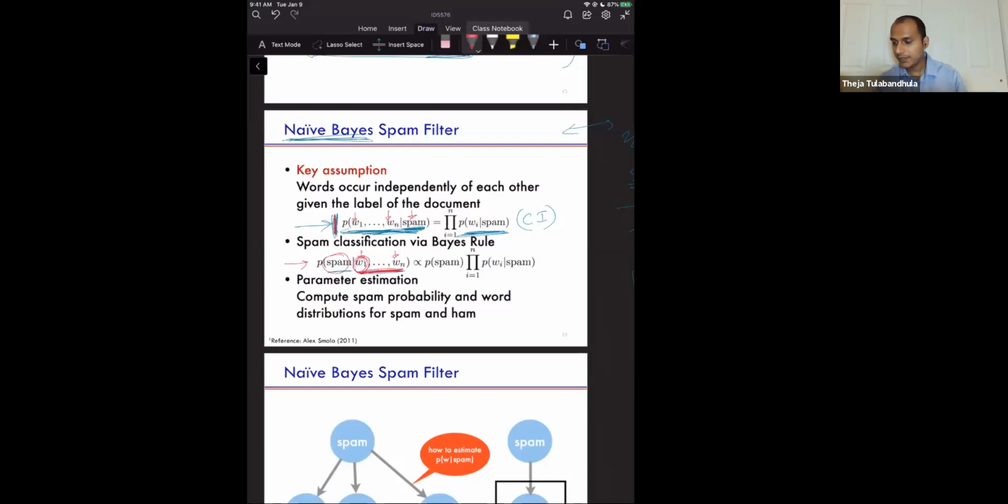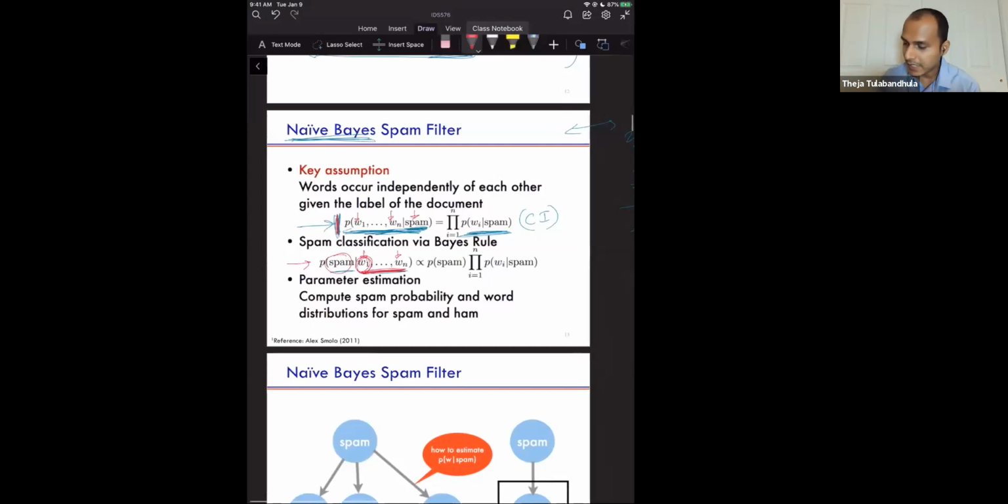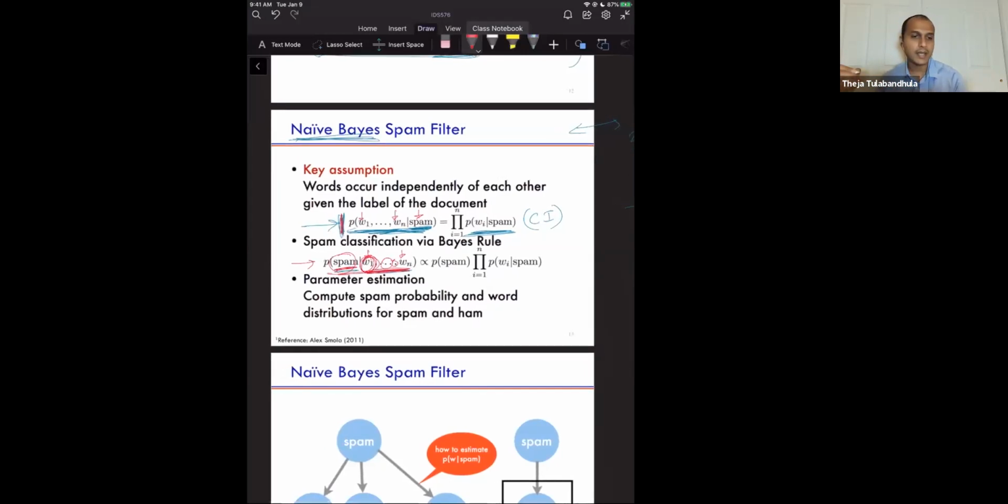So we want to answer this question. Given a particular email, which means that some of these random variables are 1 for that email, what is the probability that it is spam? Which means, what is the probability that spam is equal to 1? Let's say spam is a binary random variable. So all these random variables in this equation here are binary.